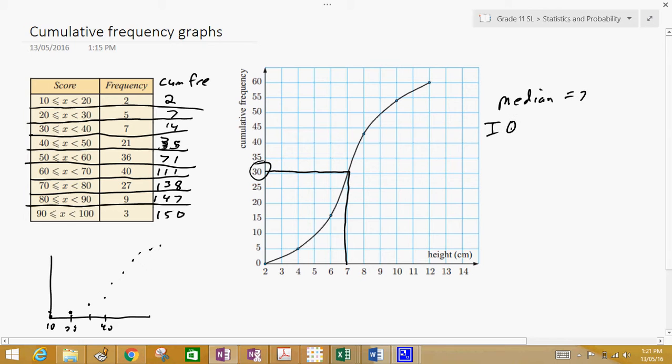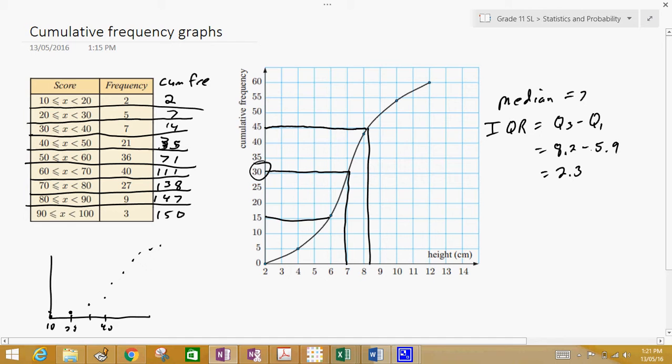Some other kinds of questions that typically come up: interquartile range. So the interquartile range is equal to quartile 3 minus quartile 1. So quartile 3, that'd be your 75th percentile. Well, that would be the number 45. So 3/4 of 60 is 45. And we go down and it looks like, I don't know, about 8.2. And quartile 1 is 15. Go across and down, it looks like 5.9. And that gives you the interquartile range, 2.3.